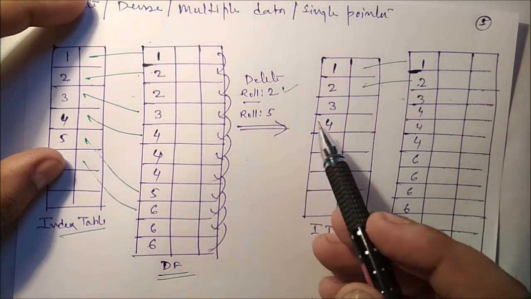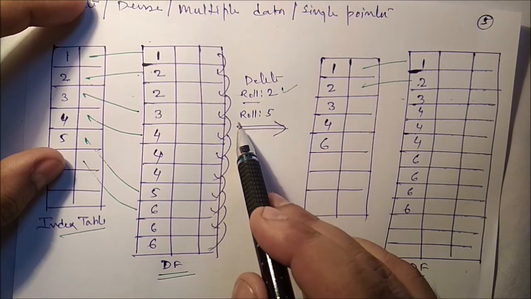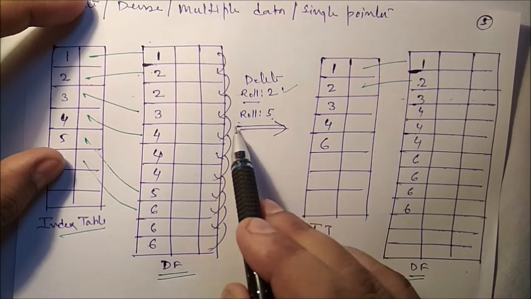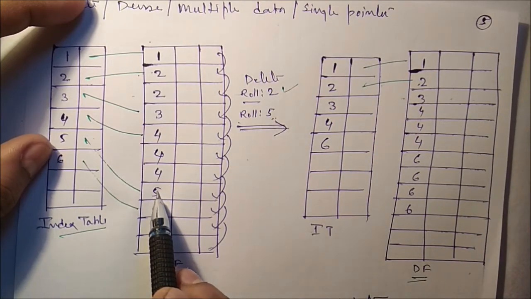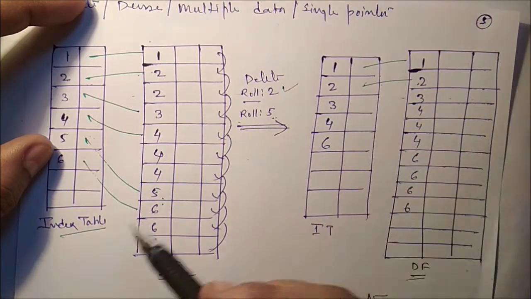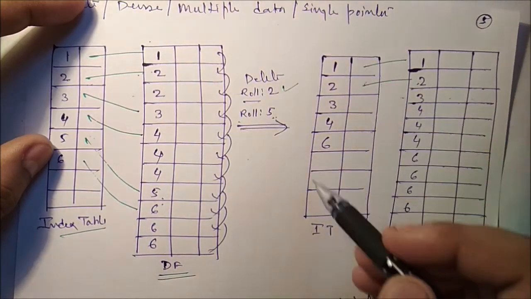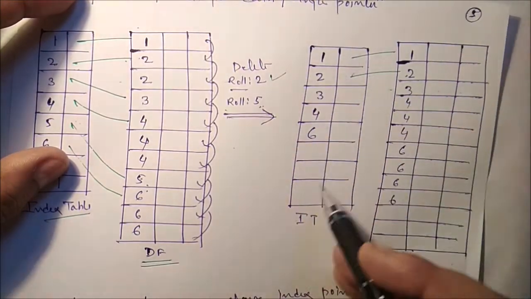Now suppose we want to delete roll number 5. Roll number 5 has a single entry, so definitely we have to remove 5 from the index table as well as from the data file. Okay, you can see roll number 5 is not there.